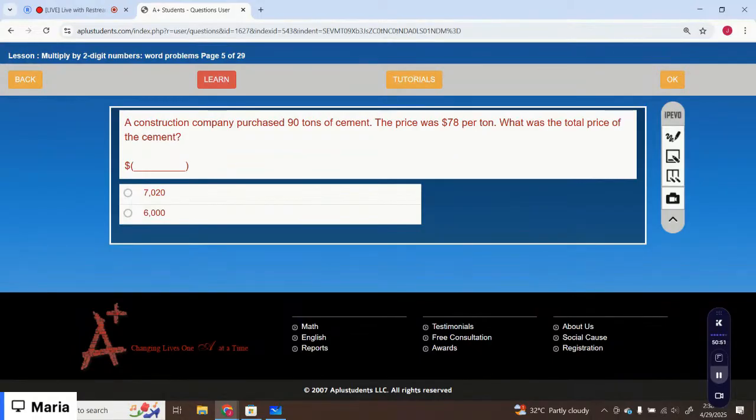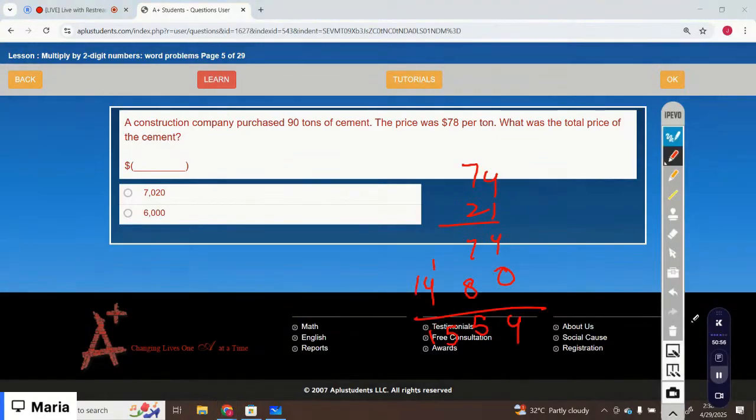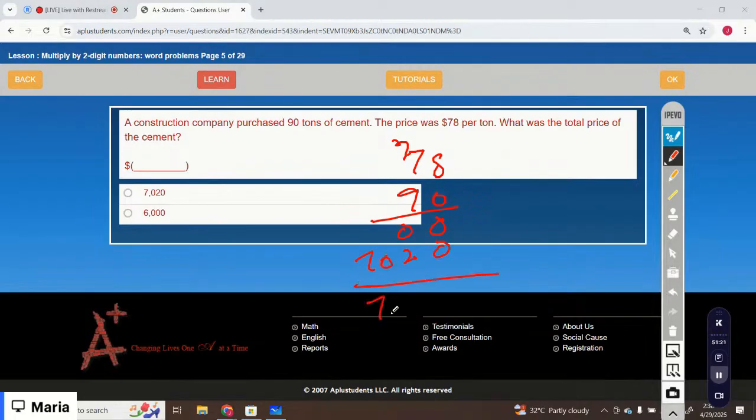A construction company purchased 90 tons of cement. The price was $78 per ton. What was the total price of the cement? So just multiply that. 0 times 8 is 0, 0 times 7 is 0. 9 times 8 is 72. 9 times 7 is 63 and 7, 70. That is 7,020. Option number 1 is the correct option.